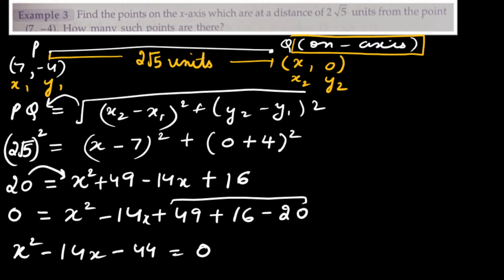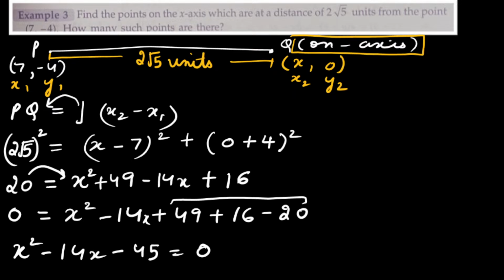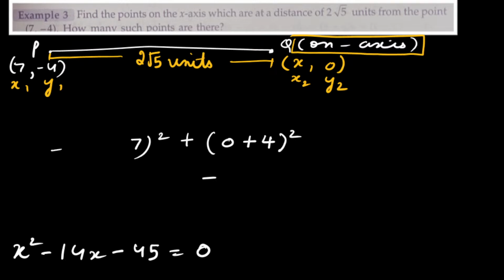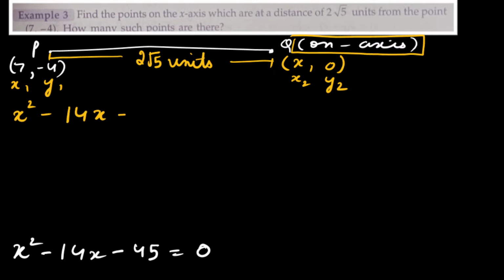So is it correct? Have we made any mistake? It is 45. Are you all getting the same, those who have already solved this one? Yes, 45. By mistake I wrote 44. Now we have got the quadratic equation. This we can simplify by factorization, by splitting the middle term. So x square minus 14x minus 45 is equal to 0.